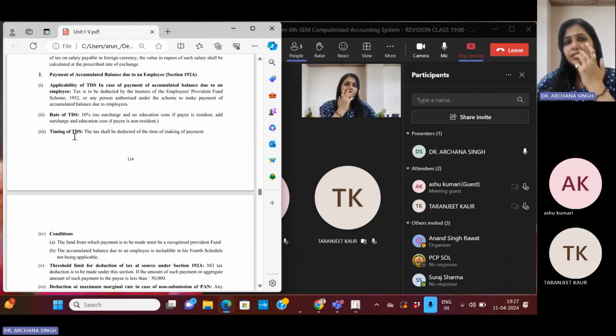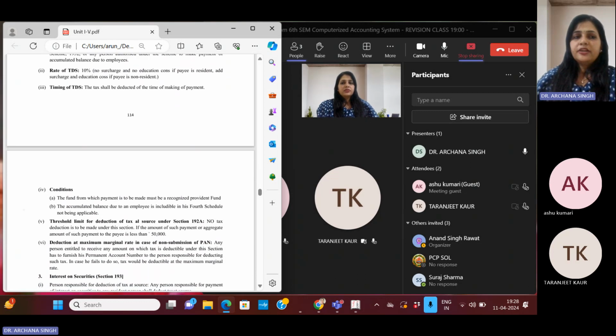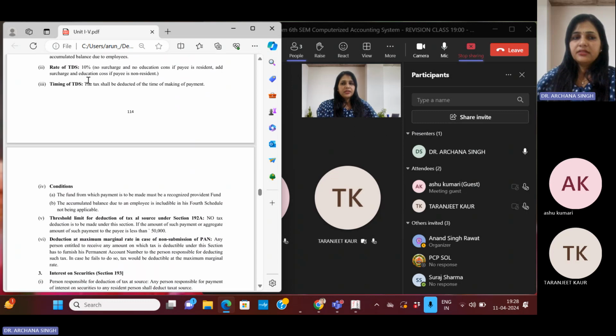Okay, so here the trustees, according to the Employees Provident Fund Scheme 1952, have to deduct tax. And what will be the rate of TDS? The rate of tax deductible at source is 10%. If the payee is a resident of India, then no surcharge and no education cess is to be added. Otherwise, if the payee is non-resident, then you have to add surcharge and education cess.